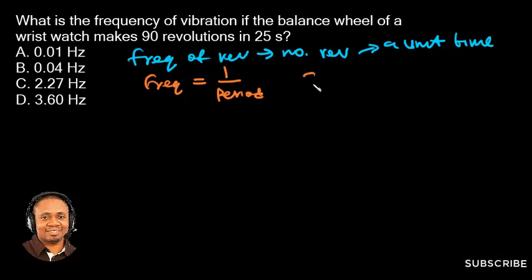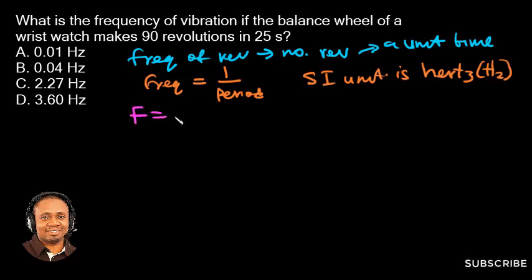Okay, and also take note that the SI unit for frequency is hertz. Okay, that is Hz. Alright, good. So now let us calculate the frequency of revolution when we have 90 revolutions. Remember, the number of revolutions, now we have 90 revolutions, okay, over the period.